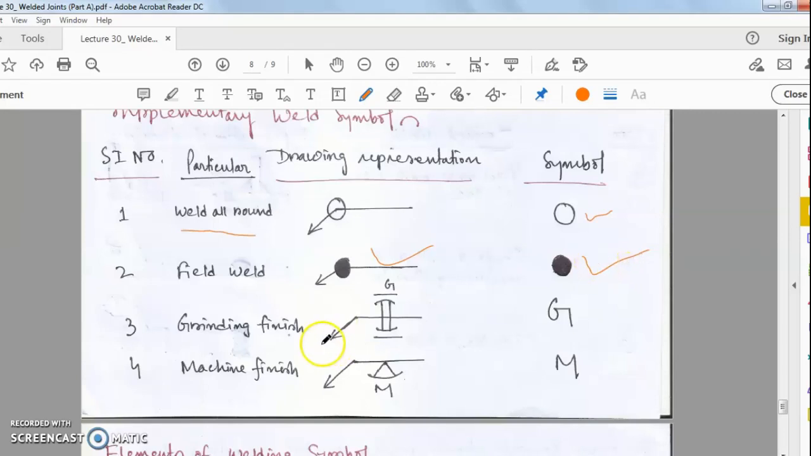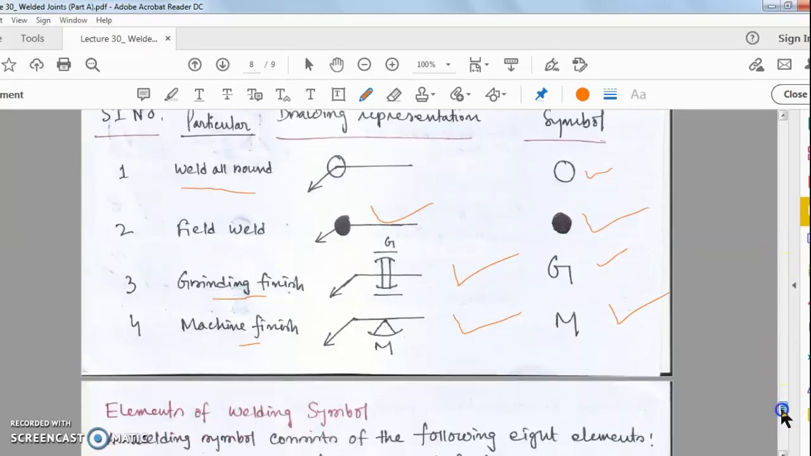The dark circle. Next is the grinding finish. So it is the grinding finish symbol and it is the drawing representation. Next, machine finish. You see this is the machine finish drawing representation and this is the machine finish symbol. Okay, just go through that.